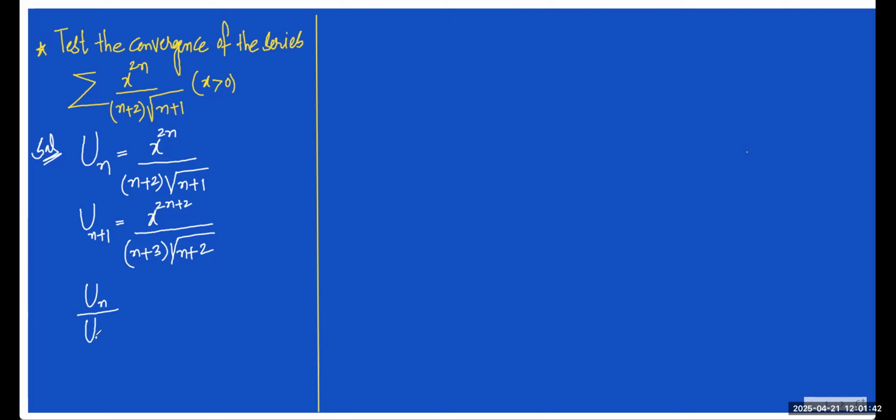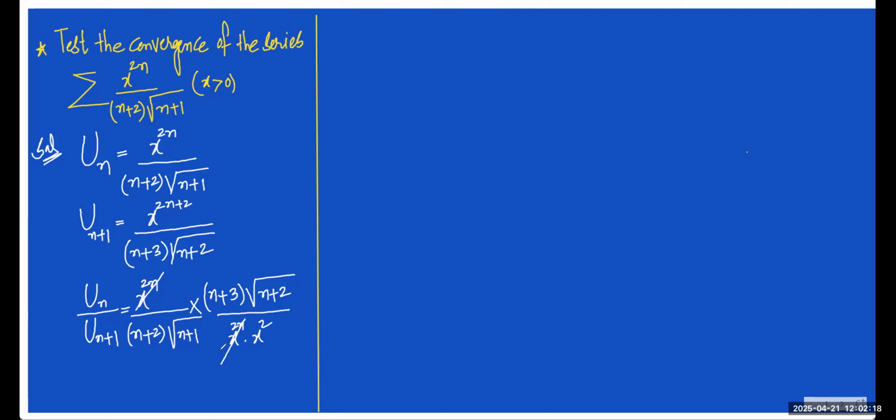UN plus 1 is equal to x to the power of 2n divided by n plus 2 into root n plus 1 as it is, multiplied by the second fraction will become reverse. That is n plus 3 root n plus 2, divided by just only this x power n plus 2 can be split as x power 2n into x power 2. Why? Because I want to cancel these two terms.